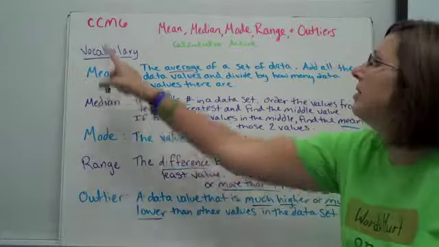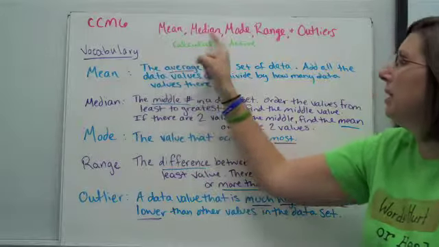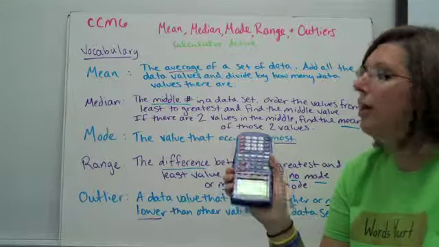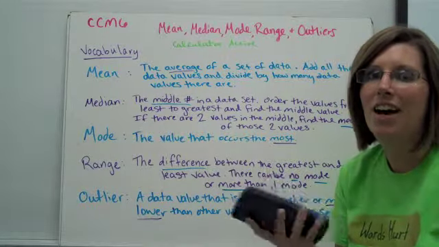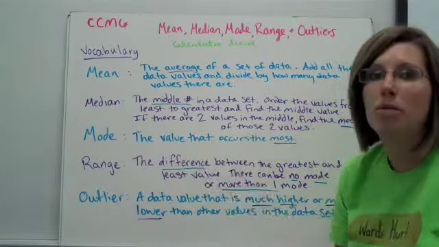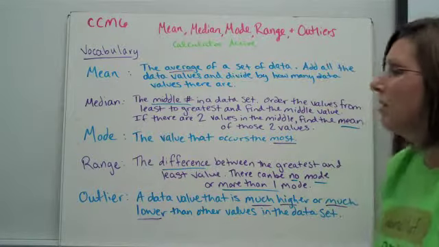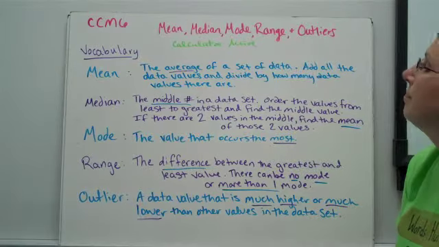Today we're talking about CCM6: mean, median, mode, range, and outliers. Please make sure that you have a calculator handy when you start working these problems because you're going to need it, especially for the mean. Some vocabulary to go over.